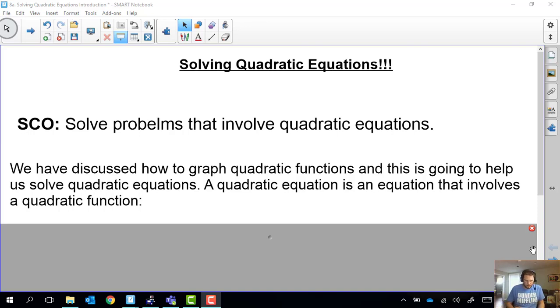Hello, everybody. In the next couple of videos, we're going to be taking a step back and just focusing in on quadratic equations and different strategies to solve quadratic equations. So the first strategy we're going to take a look at is solving quadratic equations by using graphing. We've graphed quadratic functions before. So just quickly, we have discussed how to graph quadratic functions, and this is going to help us solve quadratic equations.